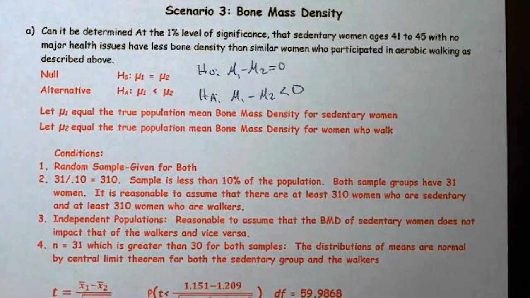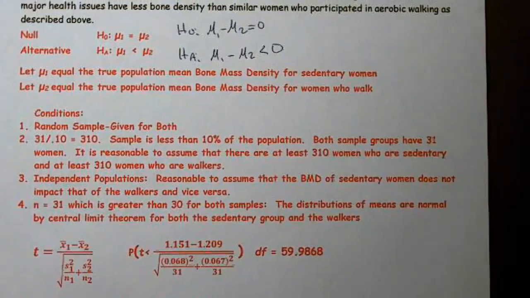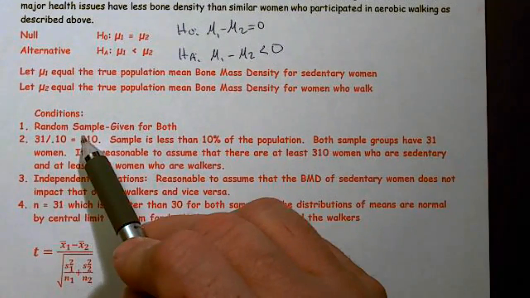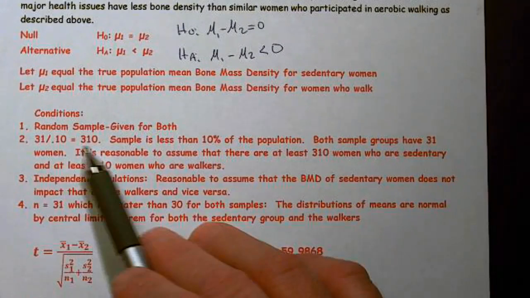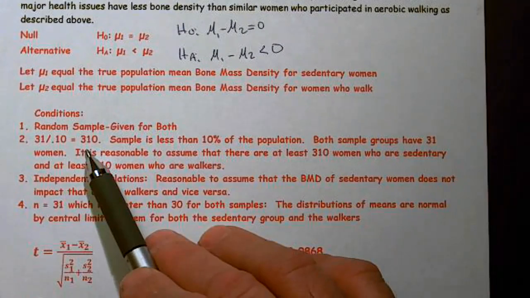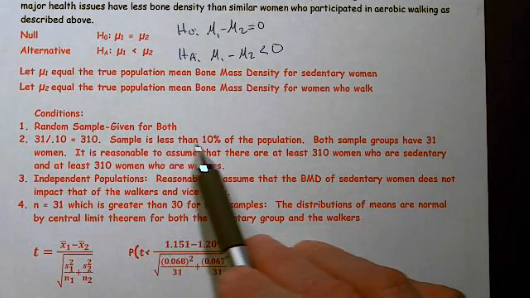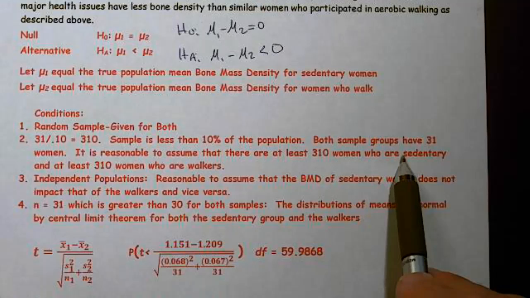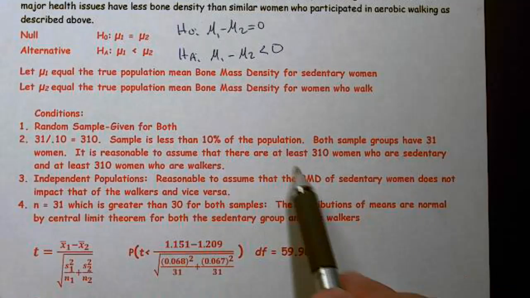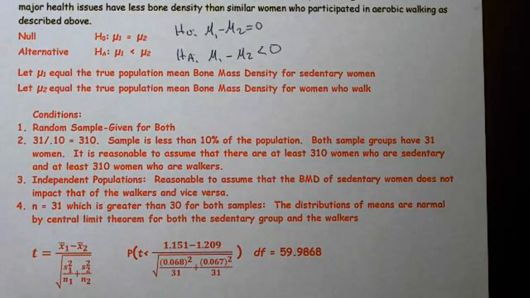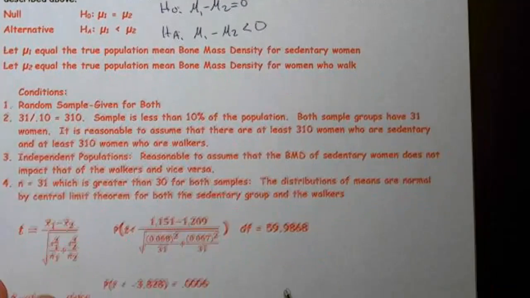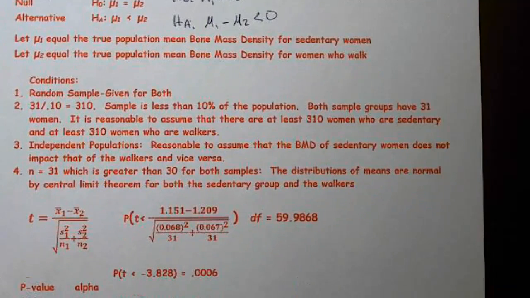All right. So conditions, I'm combining my conditions, but make sure that you talk about both. Here we have random sample, and it was given for both. We have two groups of 31. So 31 divided by 0.1 is 310. So the sample is less than 10% of the population. Both sample groups have 31 women. It's reasonable to assume that there are at least 310 women who are sedentary and at least 310 women who are walkers. Independence, reasonable to assume that the BMD of sedentary women does not impact that of the walkers and vice versa. The two groups are independent.